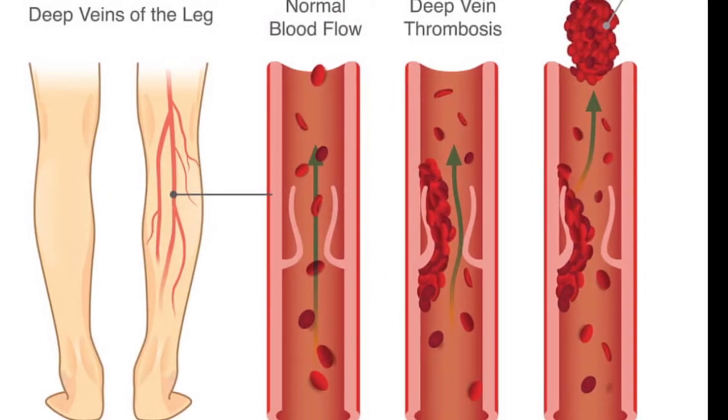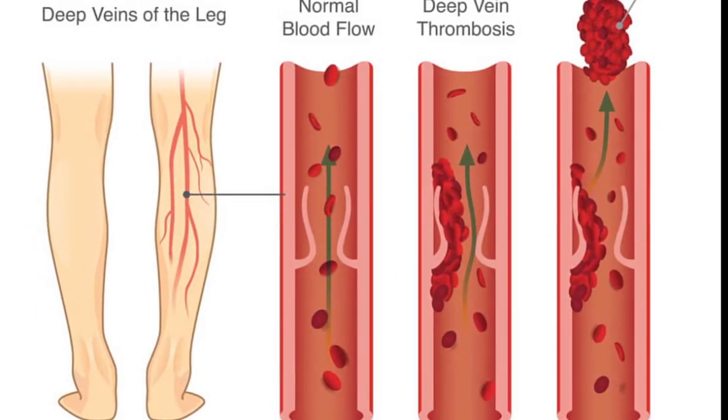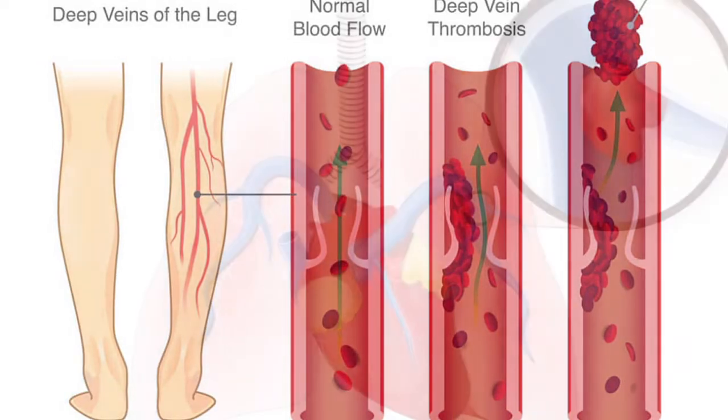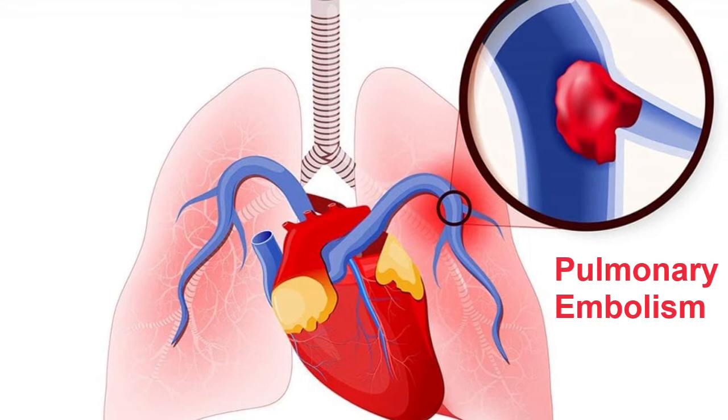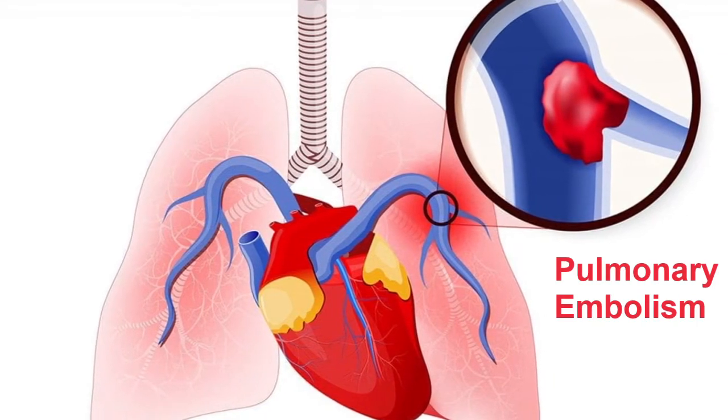clotting in arterial and cardiac surgeries. If a deep vein thrombosis were to occur and part of the clot breaks off, it could cause a clot in the lungs, or a pulmonary embolism, which if left untreated can lead to death.